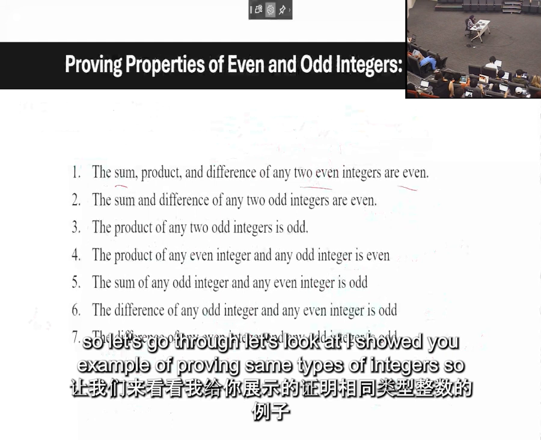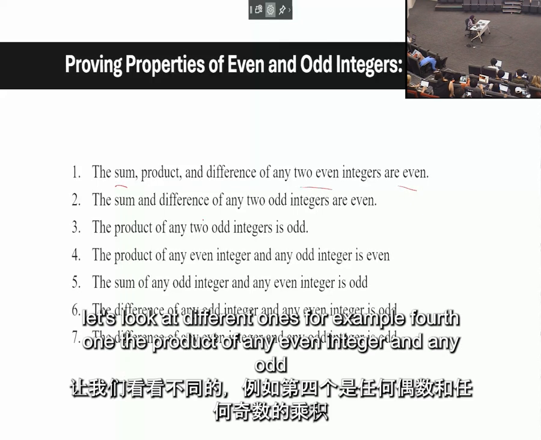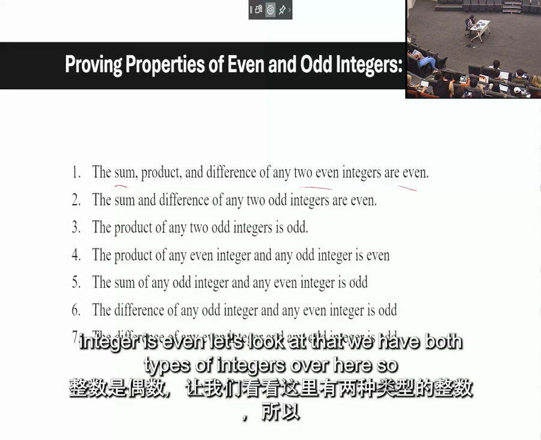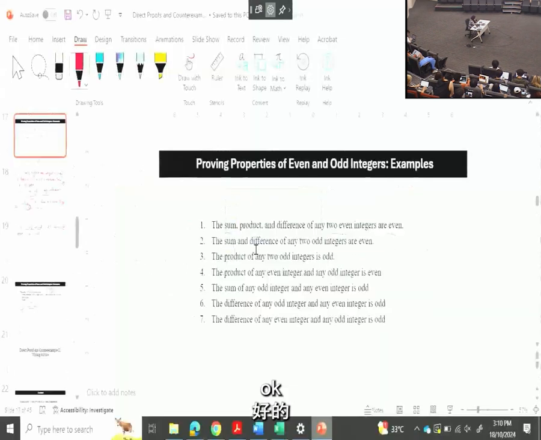I showed you an example of proving the same types of integers. So let's look at different ones. For example, the fourth one: the product of any even integer and any odd integer is even. Let's look at that. We have both types of integers over here.